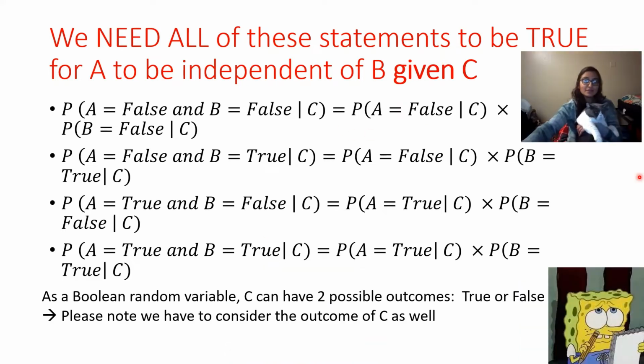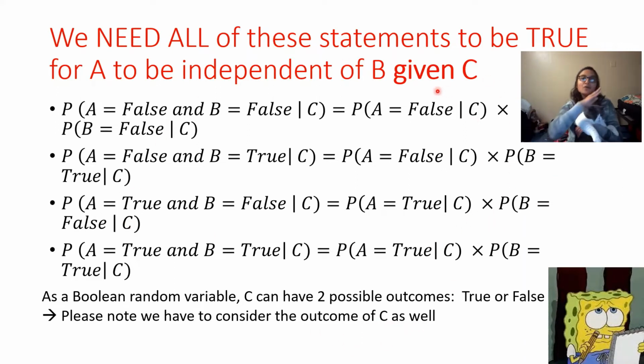As a Boolean random variable, however, we need to go a little bit deeper, since C is essentially an event, it can have two possible outcomes. C can be true or it can be false. So as you see here, I've just said given C. But we know C could be either true or false. So we need to now consider being a little bit more specific.